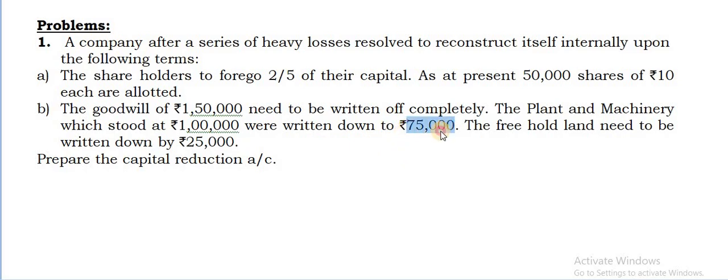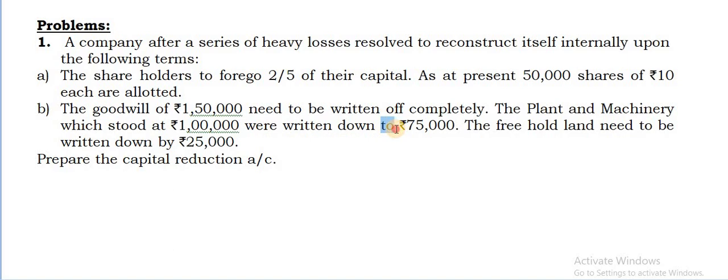This is the amount to be shown in the new balance sheet. So what is the worth of the machinery? 75,000. By how much are you writing down? 25,000. So here we take only 25,000.